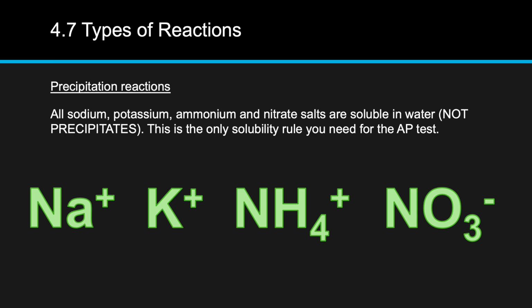And then I just wanted to remind you again of the only solubility rule that you need to memorize for AP Chemistry, which is that all sodium, potassium, ammonium, and nitrate salts are soluble in water. So if it has one of these 4 ions in the ionic salt, that means it will dissolve in water. If it does not have one of these 4, you can assume it does not dissolve in water or it is insoluble.